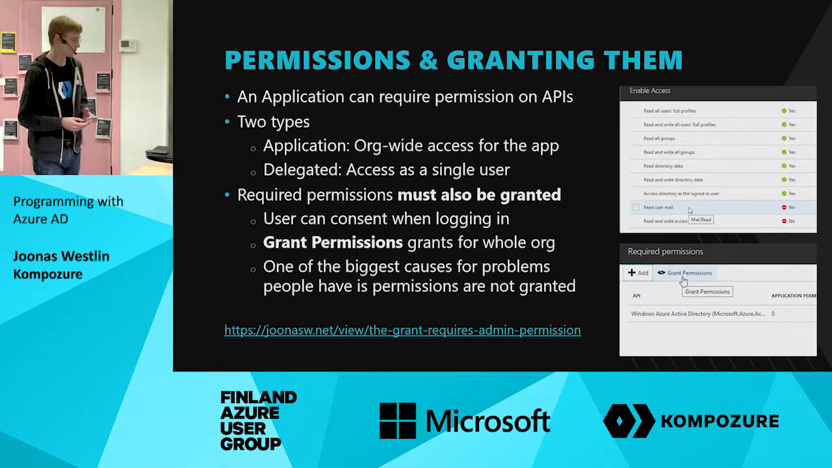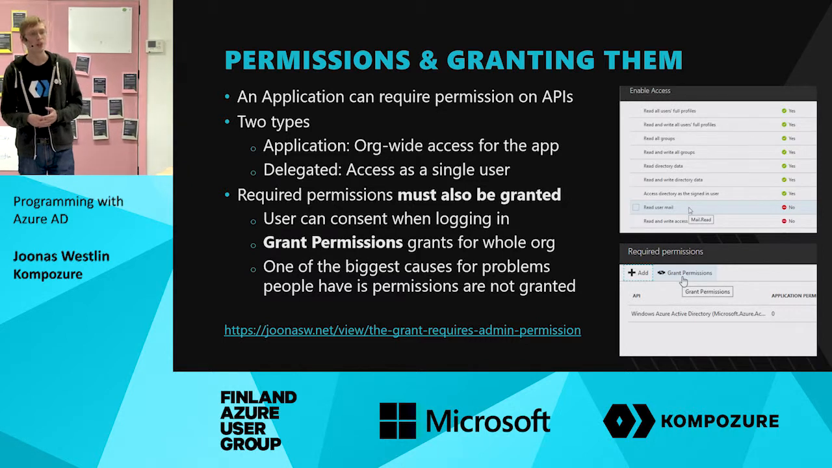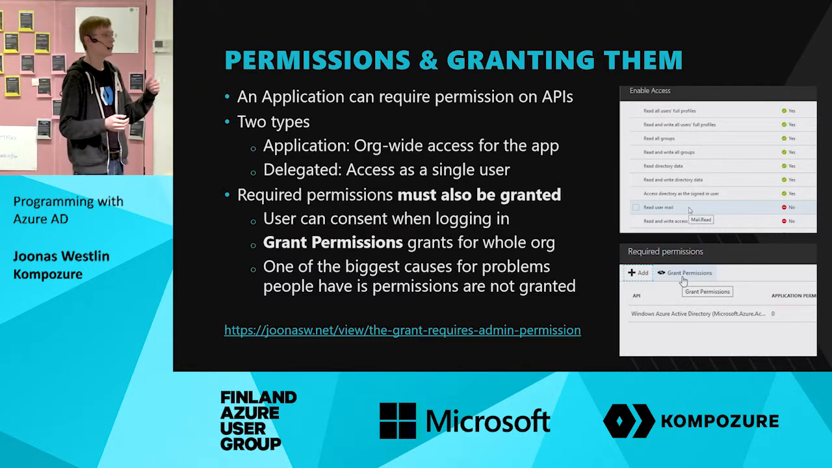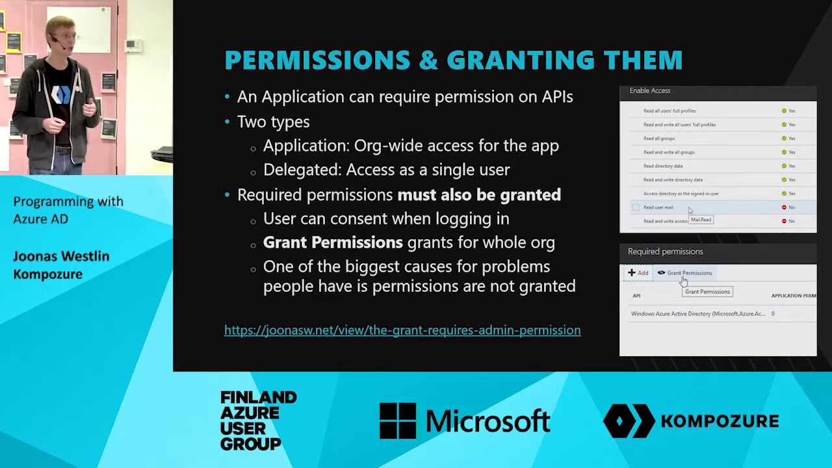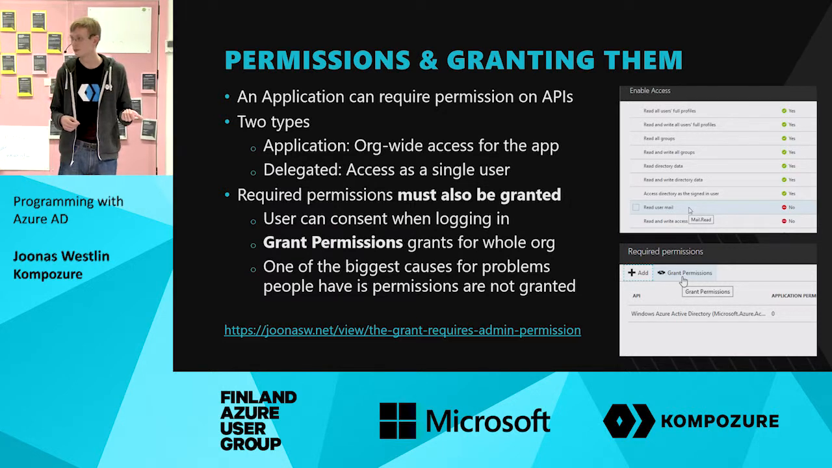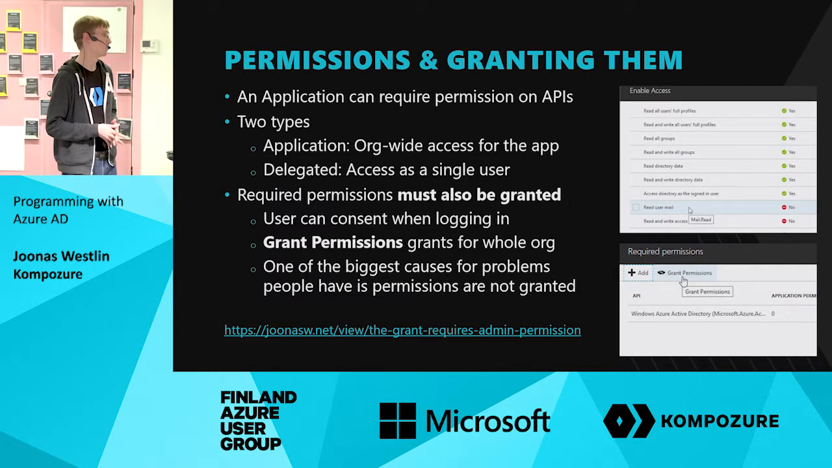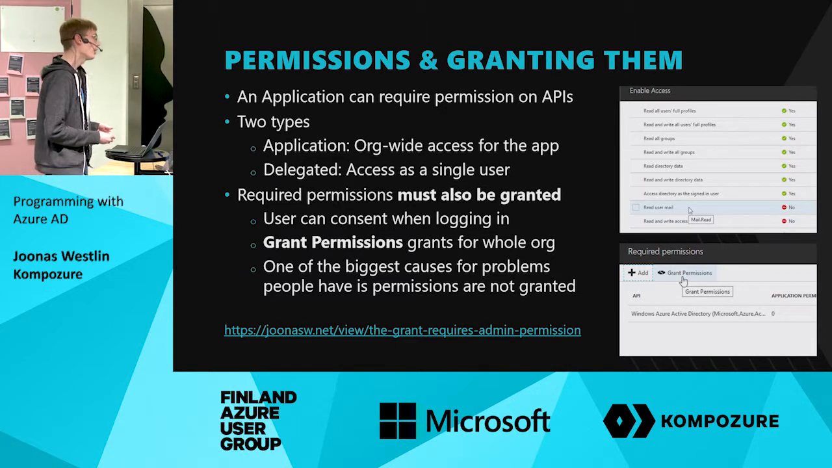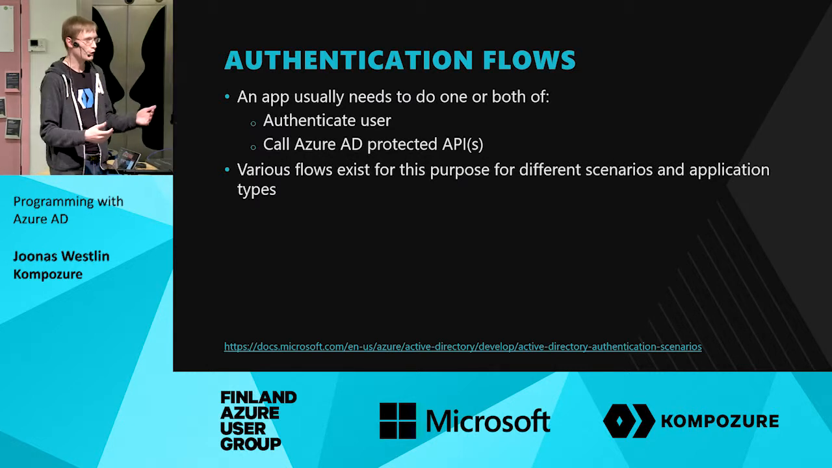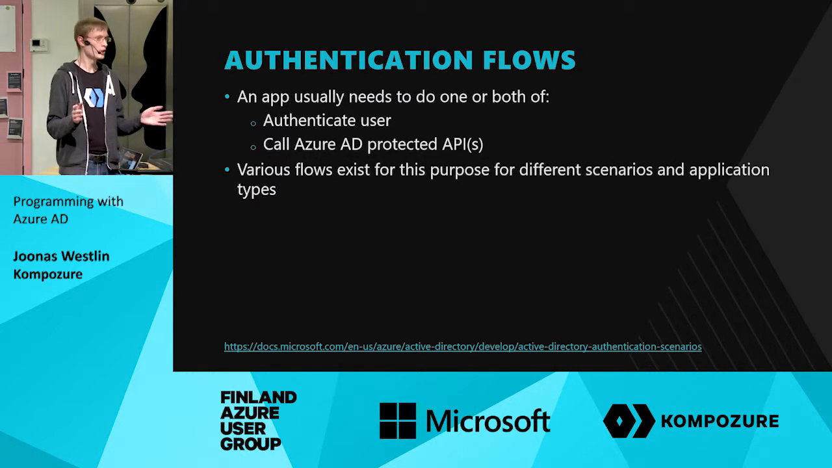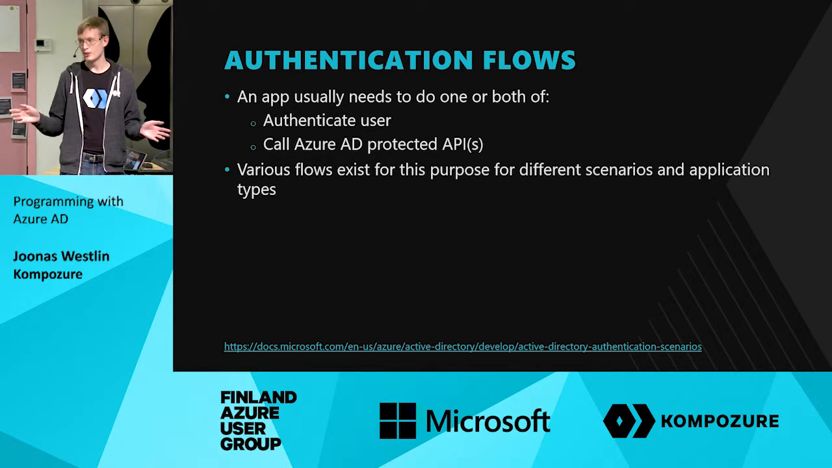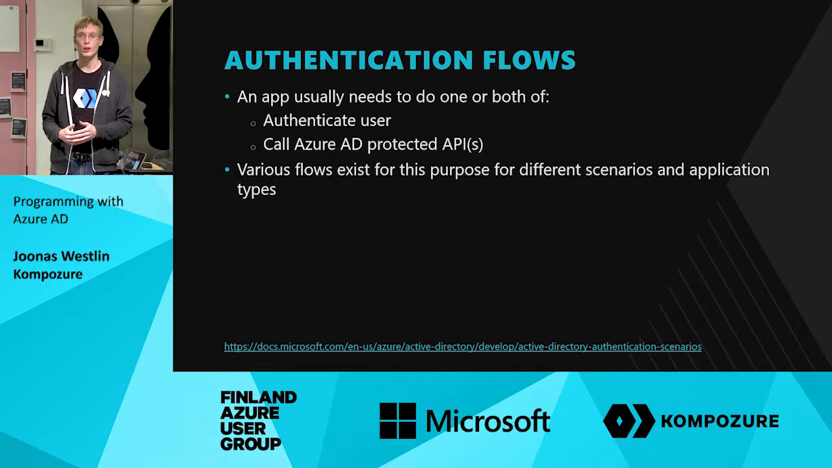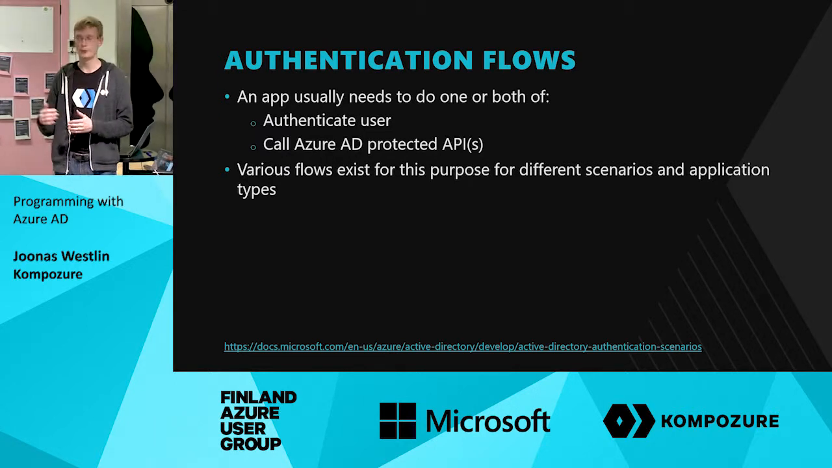Now, when you make an app, it typically needs to do one or both of these things. It might need to authenticate a user, and it might also need to call secured APIs, right? Or it might only make calls to APIs if it's just some kind of scheduled job, for example. There are various flows that exist for this purpose, and these are made for different scenarios and different application types. So if you have a mobile app, you use a different one. If you have a back-end web app, you use a different one. If you have a single-page JavaScript app, a different one. Okay.